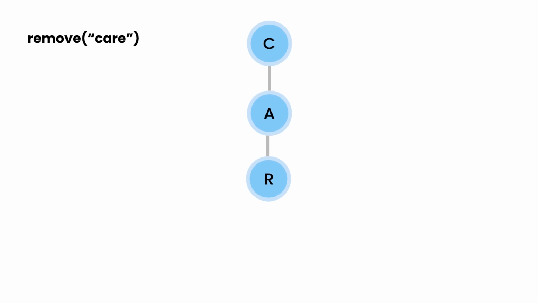But let's say we didn't have the word car in our trie. So we have to continue removing these nodes for every letter of this word, until we get back to a node that is the end of another word. If that's the case, we'll stop the deletion right there.